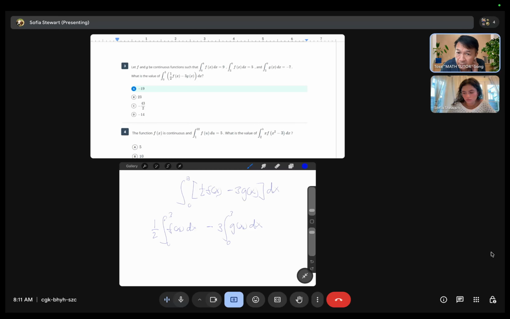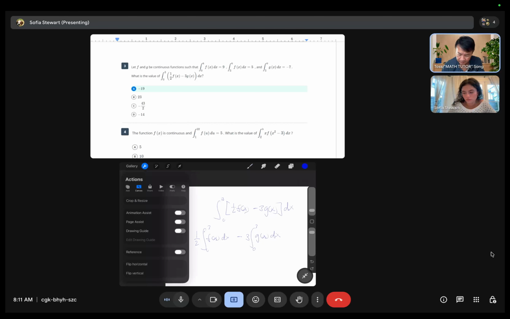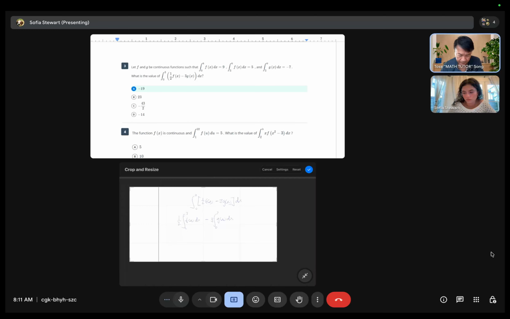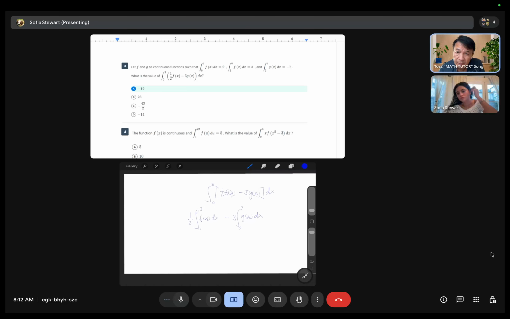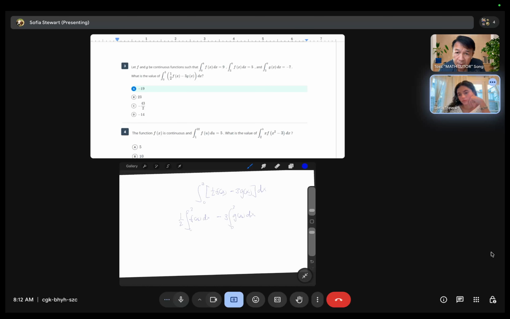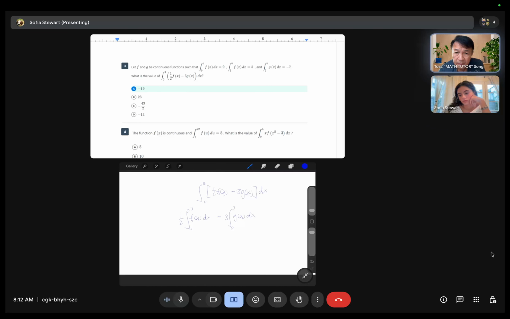What property can you use here? 3 to 6, so in between 3 to 6. So 0 to 3. Oh, I see. Yeah, here. So if you do it between 0 and 3 instead of 0 to 6, it's in between. The whole thing.